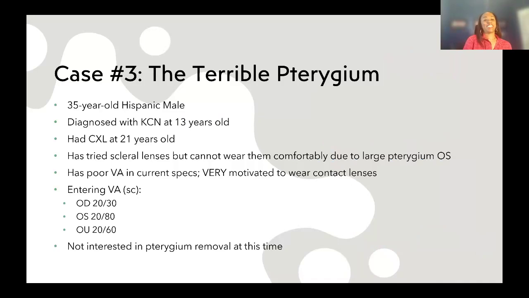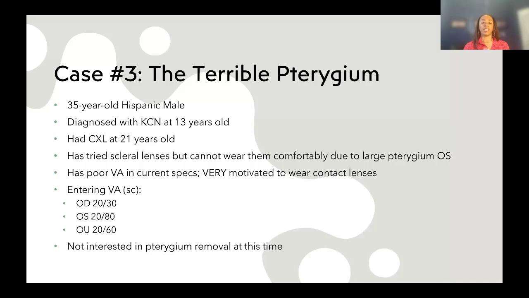All right, great. So case number 3 is the terrible pterygium. This is a 35-year-old Hispanic male. He was diagnosed with keratoconus at 13 years old. He had cross-linking in Mexico at 21 years old, prior to when it was FDA approved here in the US. He's tried sclerals, but cannot wear them comfortably due to a very big pterygium on the left side. He has poor vision in current spectacles, but he just wants to wear contacts.